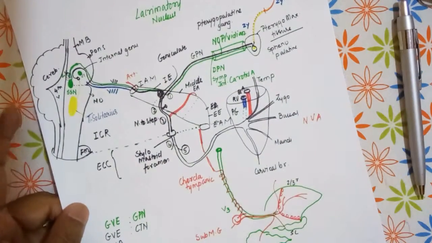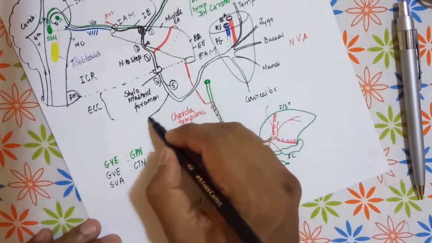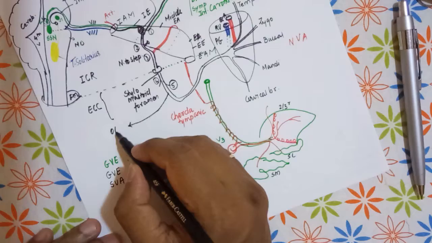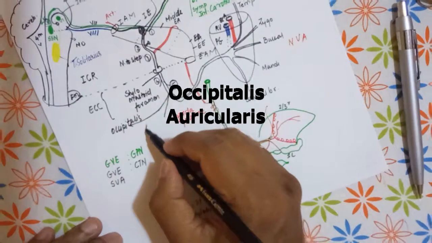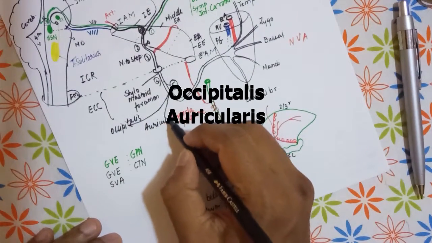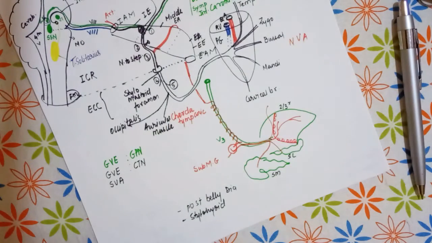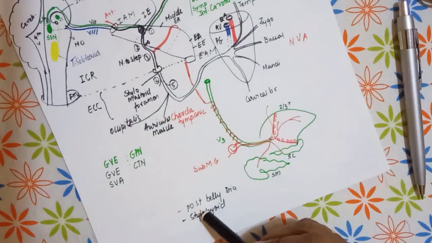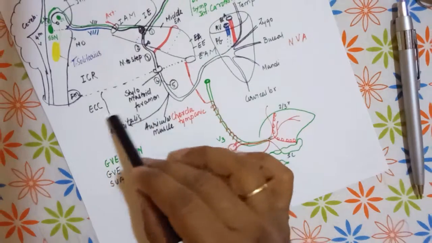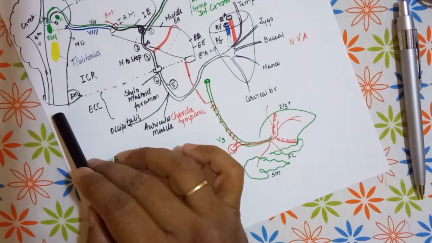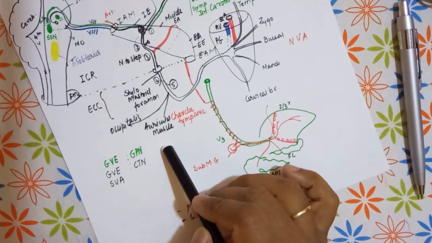Now, the additional muscles which are supplied by the facial nerve are the occipitalis and auricular muscle. So besides your muscles of facial expression, posterior belly of the digastric and stylohyoid, I get occipitalis on the posterior side of your skull, along with the auricularis muscle which is present around the auricle, supplied by the facial nerve.